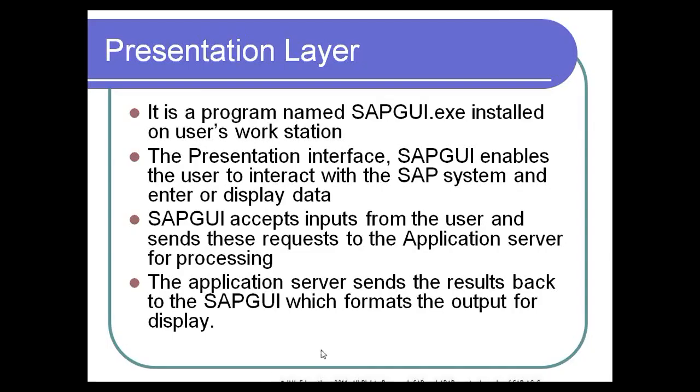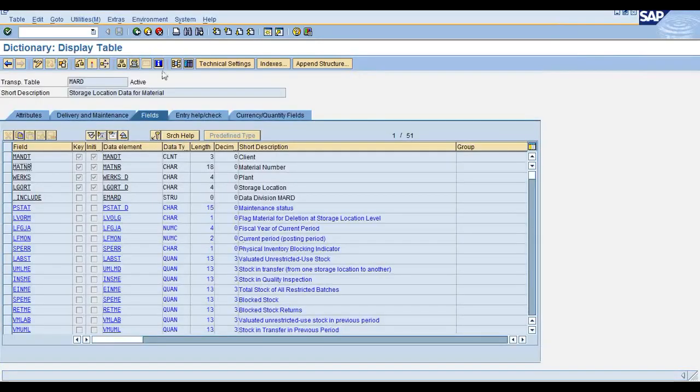So to connect to this server, all you need to do is install this GUI. It's a 400-500 MB file, download it and install it, and your system becomes a presentation layer. So the SAP GUI accepts inputs from the user and sends this request to the application server for processing. So when you execute a program, right now if I execute this program, nothing is getting executed locally in my system. This GUI is simply taking my request and sending that to the application server.